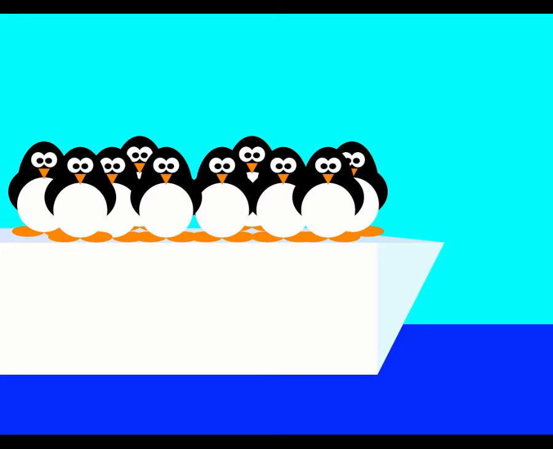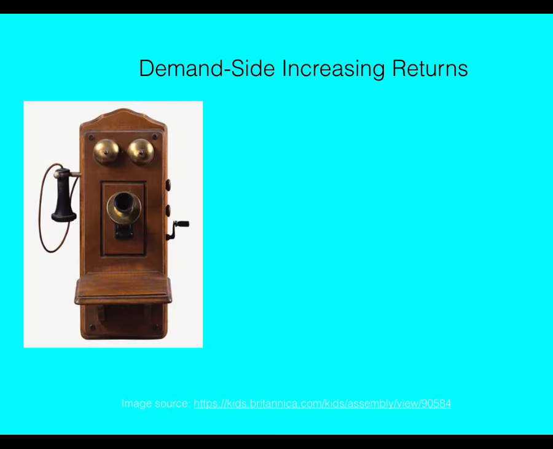When there are demand-side increasing returns, the benefits of using a particular good or service increase as more individuals use it. Suppose you live in the early 1900s and are excited about the invention of the telephone. So the first chance you get, you run out and buy one. Pretty exciting, but one big problem. How can you call someone else to tell them that you are the first to buy a telephone when no one else has a telephone?